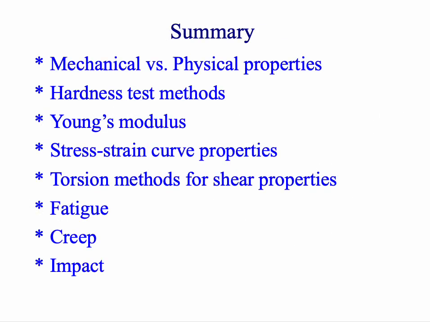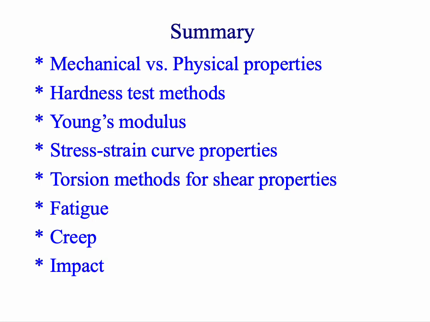So, to summarize, these are the main points touched on in class number 3. Mechanical properties measure the response to an applied mechanical load, while physical properties include everything else. There are a number of hardness test methods for different materials. Young's modulus is a measure of the stiffness of a material. Stiffer materials don't deflect as much under an applied load. Steel is stiffer than aluminum, so a steel diving board won't deflect as much under a swimmer's weight as an aluminum diving board having the same dimensions.